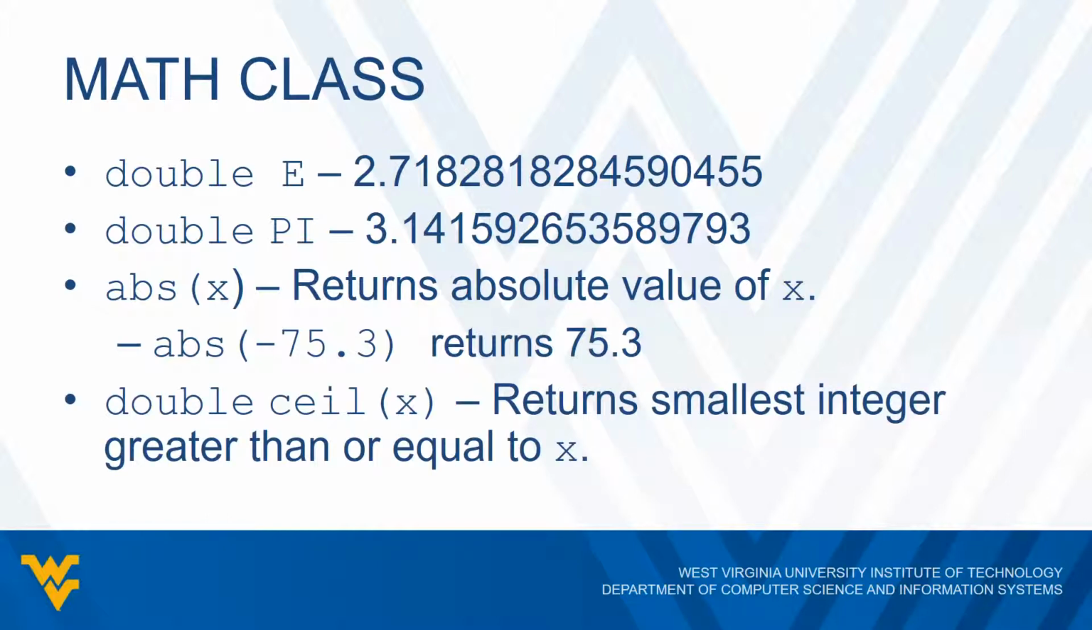Another method we have is the ceiling method, or CEIL. This returns the smallest integer that is greater than or equal to x. Let me give you an example. Let's say we want to get the ceiling of 56.34. We want to get the smallest integer that is greater than or equal to x, so we're pretty much rounding up to the nearest integer. In this case, it's going to return 57.